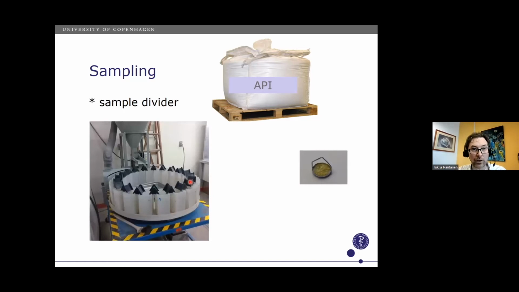Another approach is to use a sample divider. Here we have a sample divider that is rotating, and you pour your powder in here, and while this is rotating, you divide your original few kilos of sample into smaller amounts. By this means, you increase the likelihood of getting a representative sample. But there's still this challenge: when you start with 1400 kilos and your analytical method is able to handle 20 milligrams, it is a really, really demanding task. And you have to be careful when you estimate the analytical method performance.